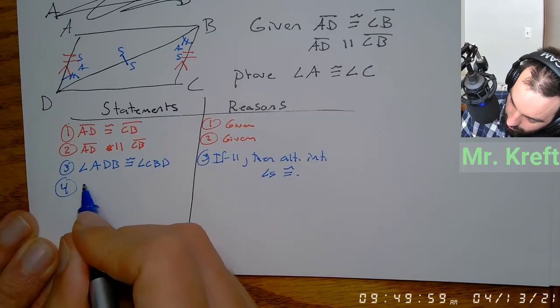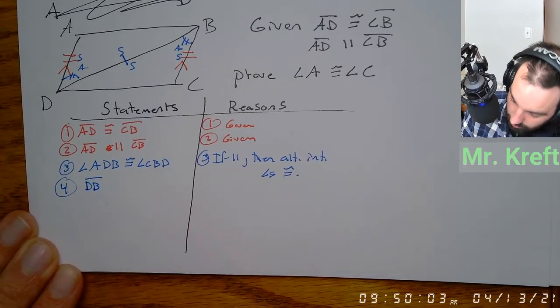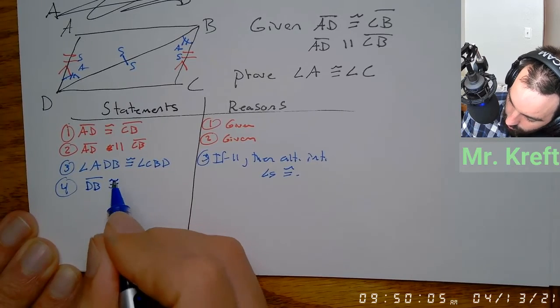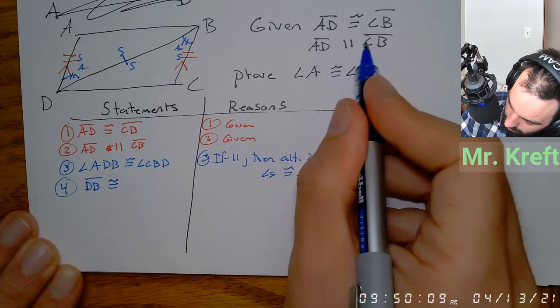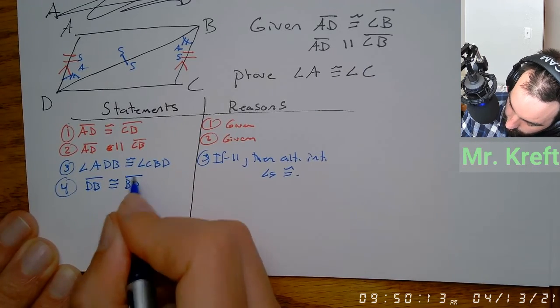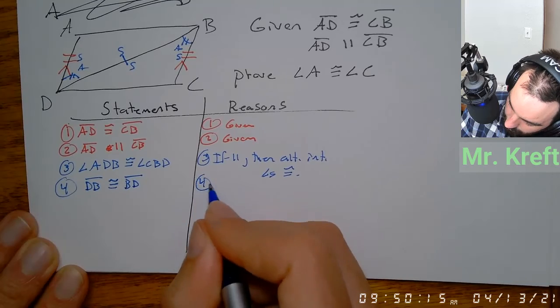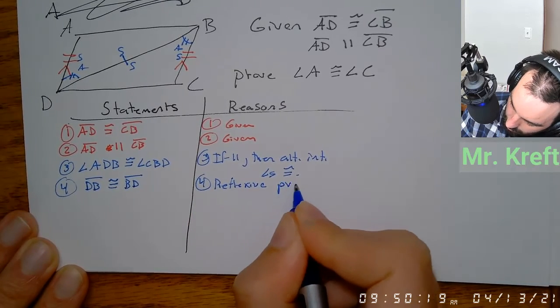So again, the order doesn't matter here. So if you did this first, it's not a big deal. Again, order doesn't matter there. So let's see, D goes with B. So this would be BD. So then I would say reflexive property.